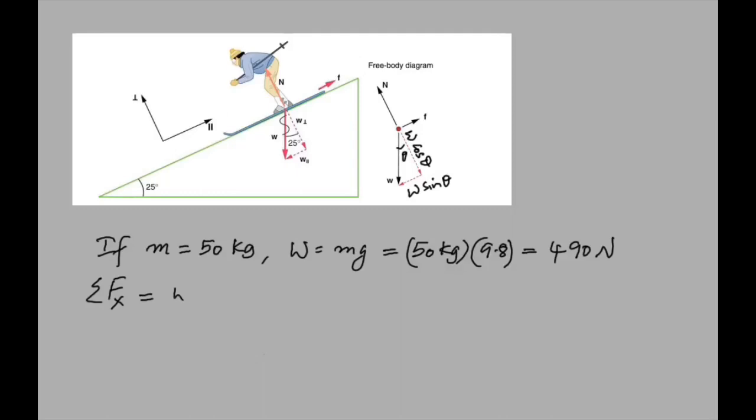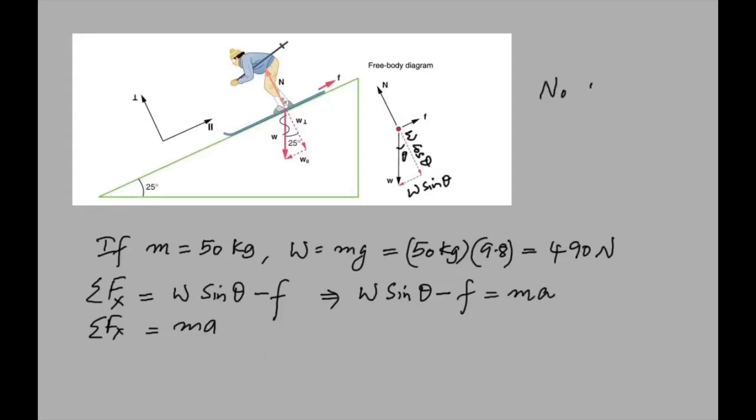And now considering the net force along the x-axis, we know there are two forces along the x. One is this component W sine theta, the other is friction. Now the net force is one minus the other. But the net force must be equal to mass times acceleration, correct? Which means that you set this equal to mass times acceleration. So net force is mass times acceleration.